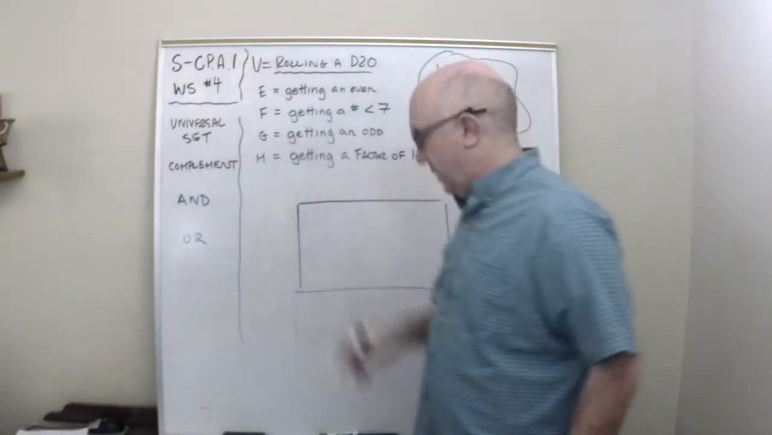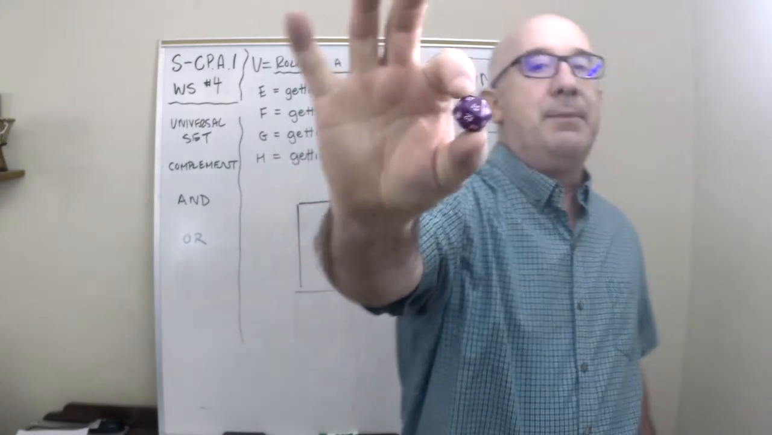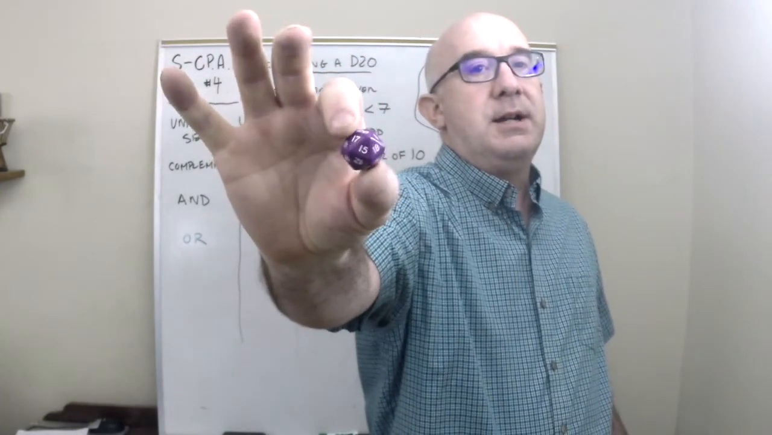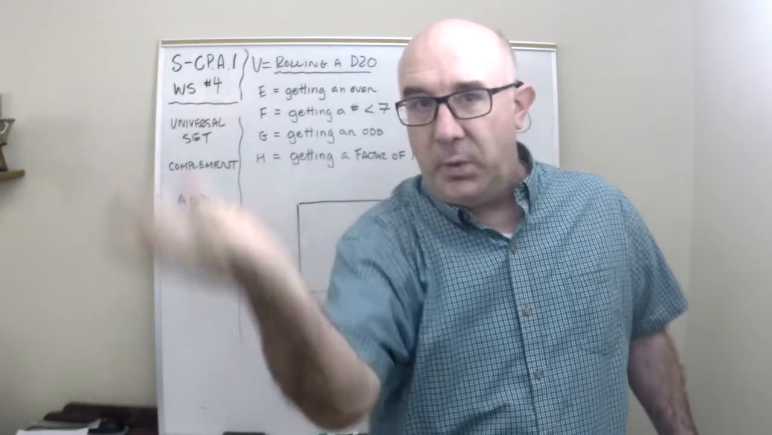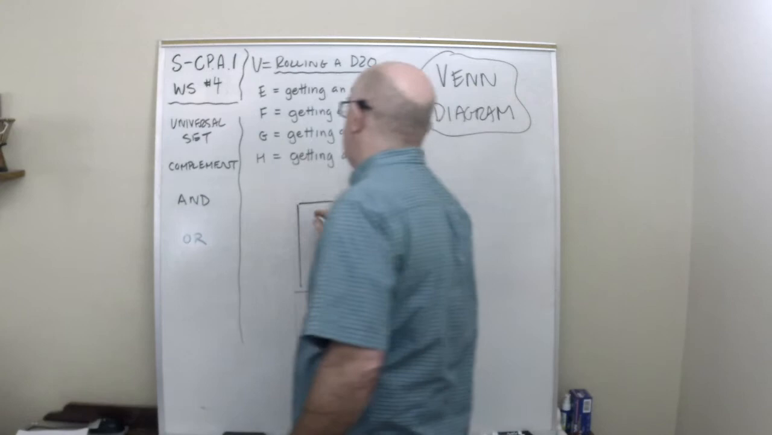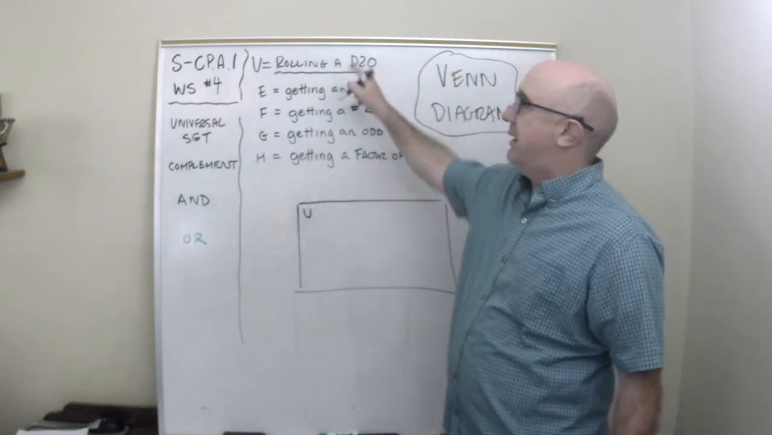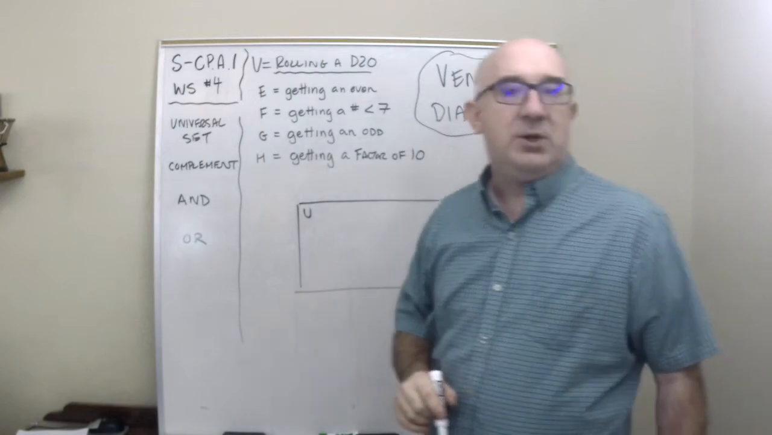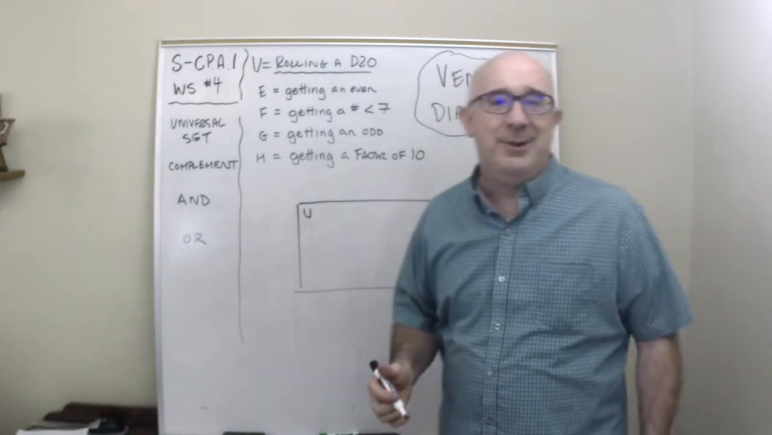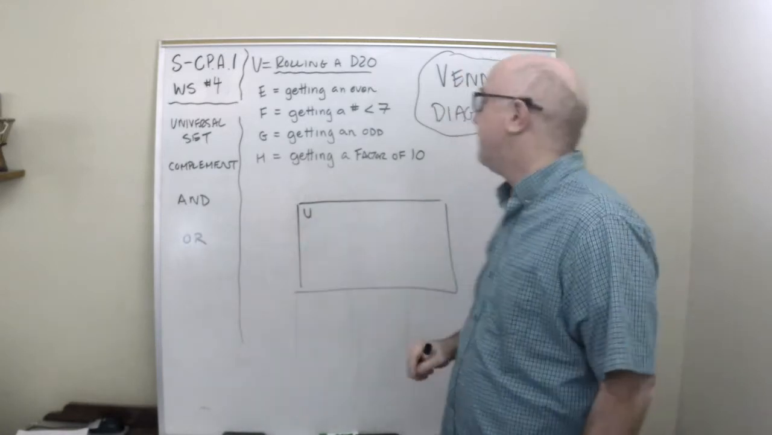So in this case, we're going to roll our D20. We're going to pick up this beautiful purple dice. Got 20 sides. Shake, shake, shake. Roll it. And so what we do is we name the universal set. Now the universal set is rolling a D20. I'm not going to list that out, but you know what's there: a 1, a 2, a 3, a 4, all the way up to 20.